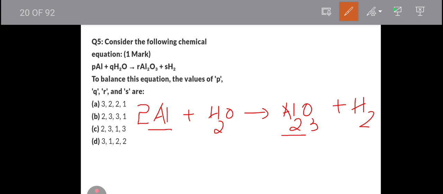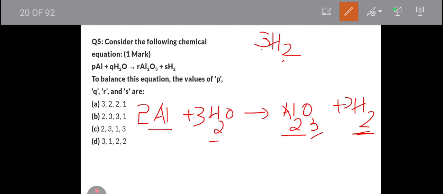Now you just see here 2 hydrogen, here also 2 hydrogen, hydrogen is balanced. Now you just see oxygen, you have 3 oxygen over here, here you have only 1 oxygen. So you have to make it 3. How will you do? Yes, you will put 3 at the front. This 3 is common for hydrogen and oxygen. So what will you be getting? 3H2 you got, right? So total how many hydrogen is there? 3 into 2, that is 6 hydrogen. Here only 2 hydrogen, so you have to make it 6. How will you do?